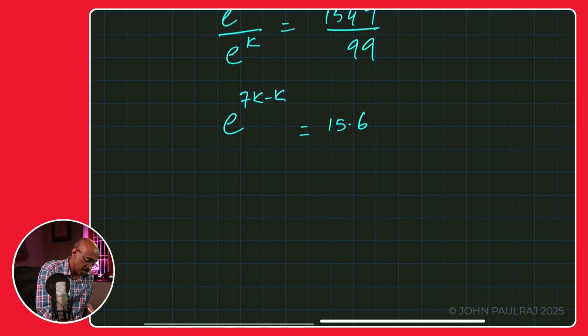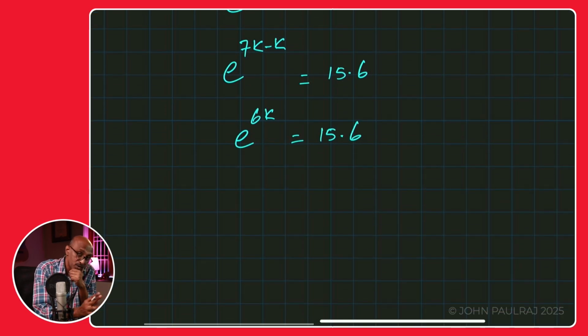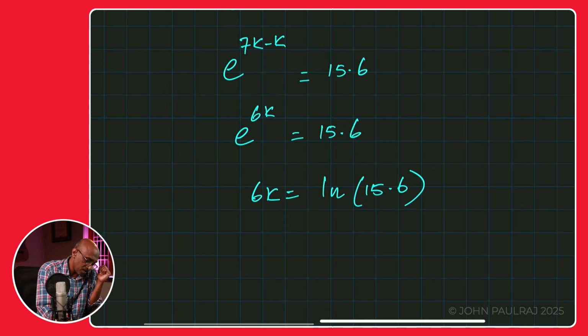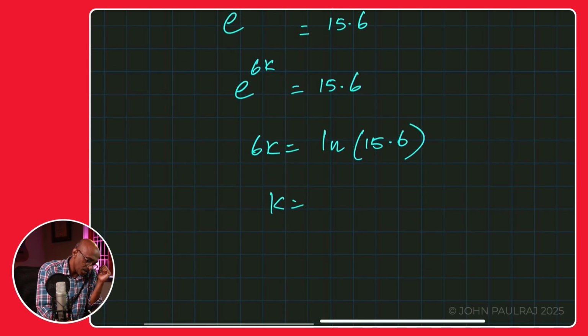e to the power of 6k is 15.6. Now we want to solve for k, so remember your logs at this point. 6k must be equal to ln of 15.6, all right? Or in other words, k is nothing but 1/6 times ln of 15.6.